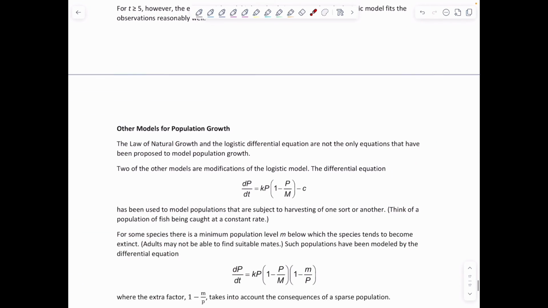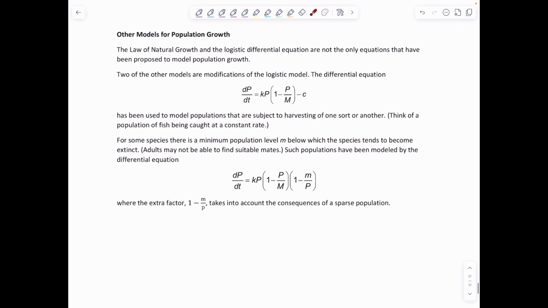So what does that tell us? Well, we can improve models. And we can improve them even beyond the logistic model. We don't need to stop there. The law of natural growth and the logistic differential equation are not the only equations that have been proposed to model population growth. There are others. Two of the other models are modifications of the logistic model.